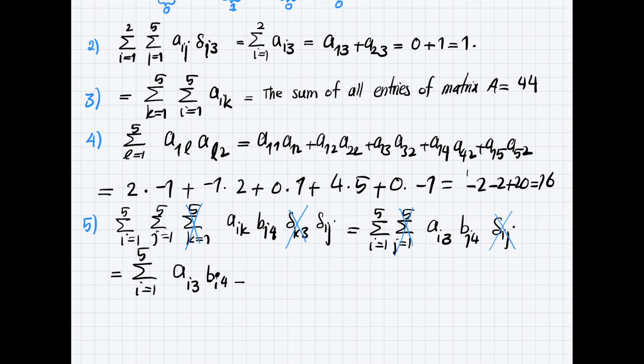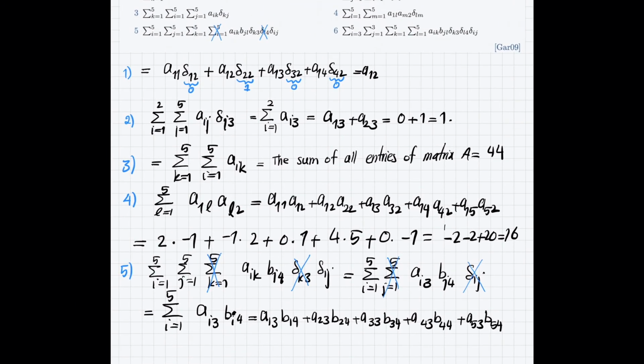So I expand this sigma. So this becomes A13 B14, A23 B24, A33 B34, A43 B44, and then finally A53 B54. Yes? And then of course the rest of it is easy. I can leave it for you.